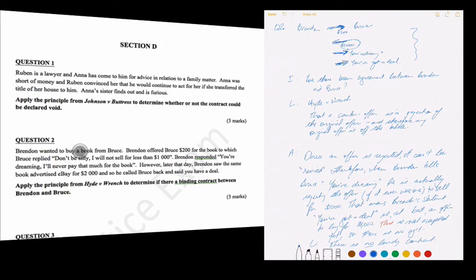Okay, so that's a little bit tricky because the principle in Hyde and Wrench of counteroffer probably isn't exactly on the money here, but what we can see is the clear principle that there's this idea of rejection occurring by Brendan of the offer, which means you can't accept it then. That offer is off the table.